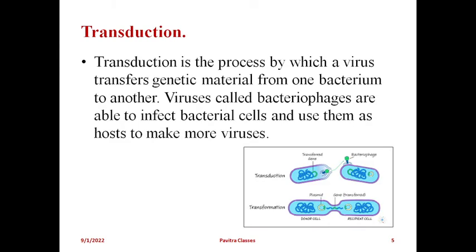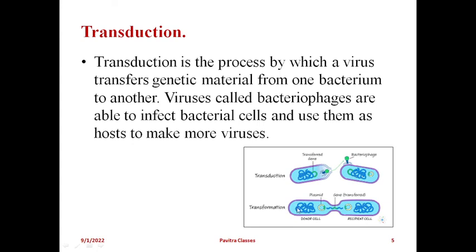The second method is transduction. Transduction is the process by which a virus transfers genetic material from one bacterium to another. So two bacteria are involved here. Whatever is inside the virus is passed from one bacterium to another. Viruses called bacteriophages are able to infect bacterial cells. Usually bacteriophages are the viruses used to make the host. So this is the transferred gene, this is the bacteriophage virus, and from this bacteria it is transferring to this bacteria.